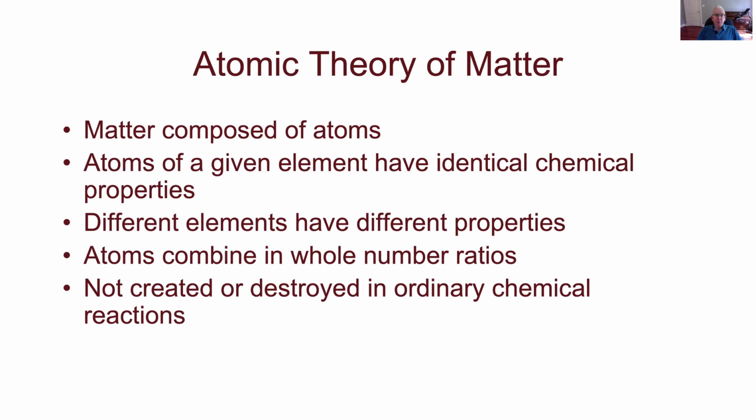Atoms combine to form molecules, and when they do that, they do it in whole number ratios, okay? You're all familiar with the idea that water is H2O, right? We're not going to see any formulas where something is H2.3O or anything like that, right? They're whole number ratios, and that's because atoms can't be subdivided. I can't have a fraction of an atom appear in a molecule, really.